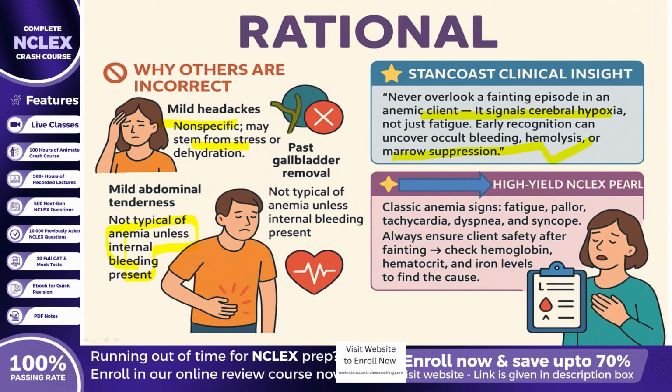High-yield NCLEX Pearl. Anemia causes reduced oxygen delivery to tissues, producing hallmark symptoms such as fatigue, pallor, tachycardia, dyspnea, and syncope. After any fainting episode, ensure client safety, assess hemoglobin and hematocrit levels, and determine the underlying cause, whether from blood loss, nutritional deficiency, or chronic disease.